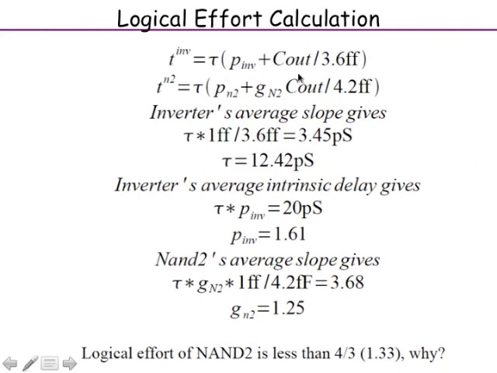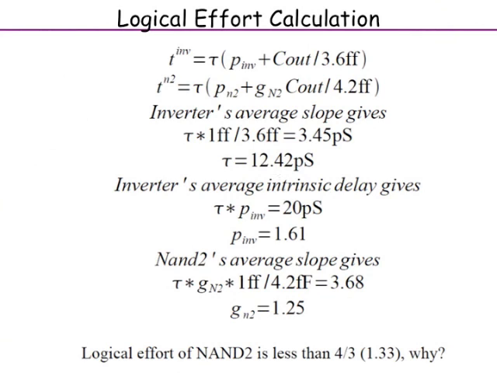Because we know that the slope, they have given the average slope to be 3.45 picoseconds per femtofarad of load. What that means? When I go from C out equal to 0 to C out equal to 1 femtofarad, an additional 1 femtofarad, the delay increases by 3.45 picoseconds. The delta increase for every additional 1 femtofarad of output load is 3.45 picoseconds. So you just substitute that. Tau times 1 femtofarad divided by 3.6 femtofarads is 3.45 picoseconds. So tau comes out to be 12.42 picoseconds.